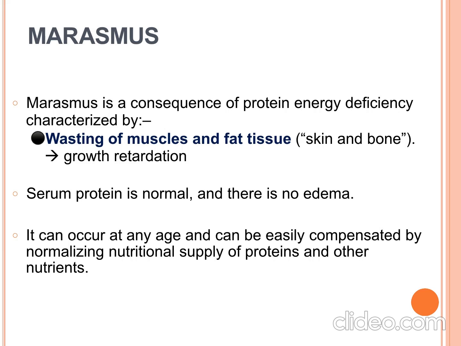Marasmus. Marasmus is a consequence of protein energy deficiency, which is characterized by wasting of muscles and fat tissues. The skin and the bone are involved and may lead to growth retardation. Serum protein is normal and there is no edema. It can occur at any age and can be easily compensated by normalizing the nutritional supply of proteins and other nutrients.